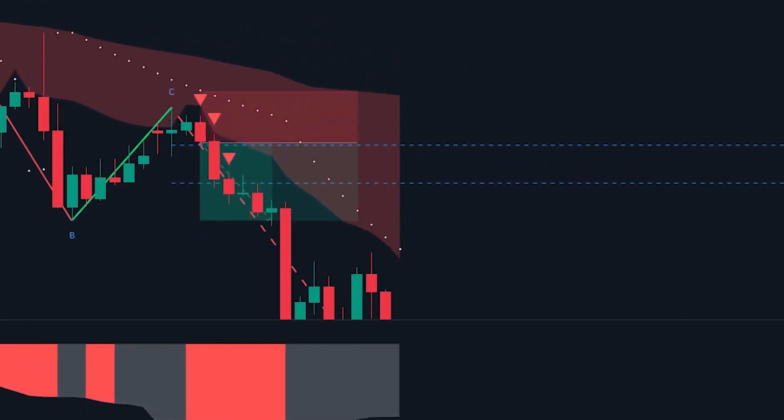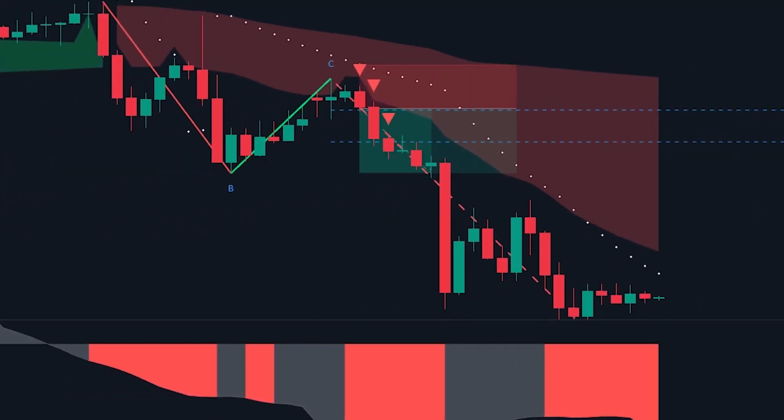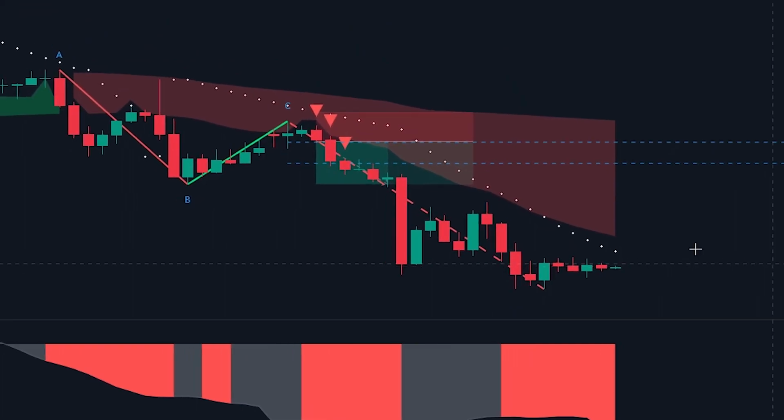I hope you can see how the ABC pattern can be used to enter into positions and how it can be integrated into different strategies.